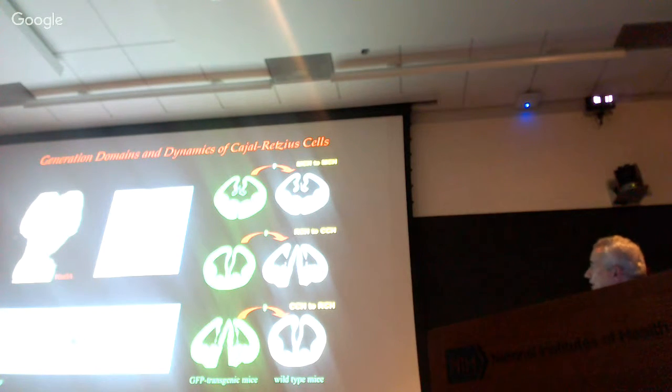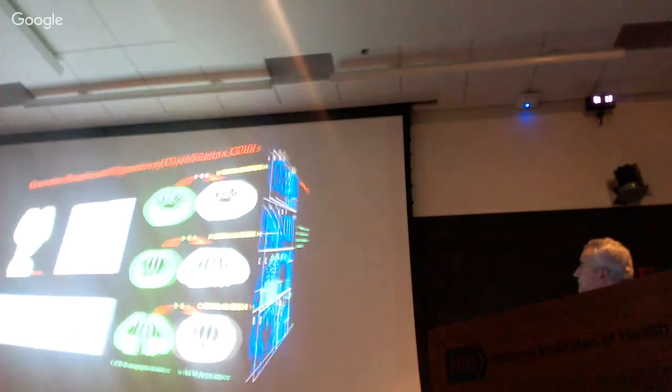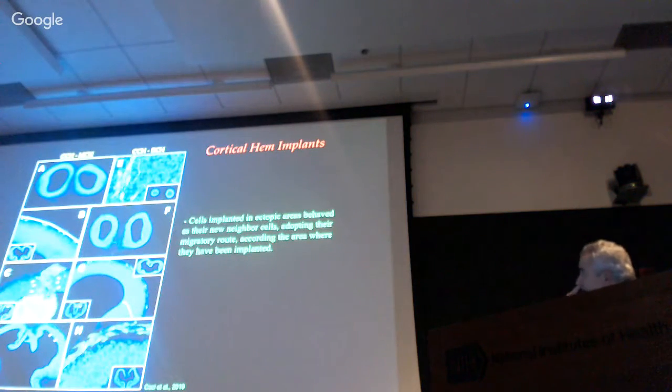So we can transplant rostral parts to caudal parts and vice versa, and we can see if the cells that originate from a caudal piece of the cortical hem, which usually populate the caudal part of the brain, and if I transplant this caudal piece in the rostral part, are going to populate the caudal or the rostral part. So the answer of this experiment is that the cells implanted in the heterotopic areas behave like the new host, allocating in the middle level according to the area where they have been implanted.